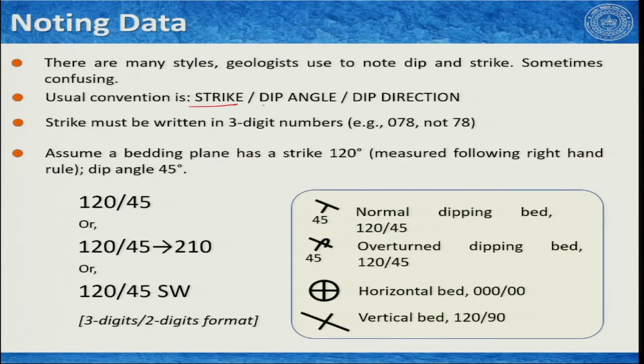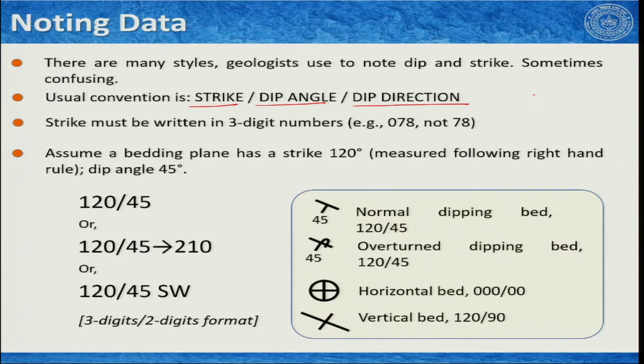So, what we are going to learn here now is mostly the conventional way. The usual convention is first you note strike, then dip angle, and then dip direction. Now, while we note this, there are two very important things to remember. First, for the strike, what is the range of strike? 0 degrees to 360 degrees. That means, a strike value can be maximum of 3 digits.